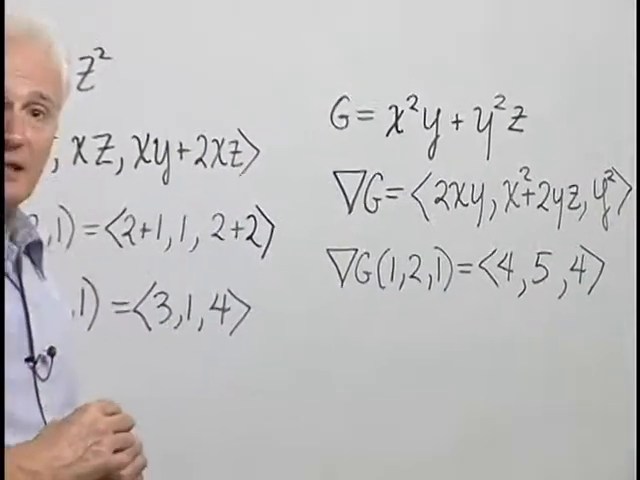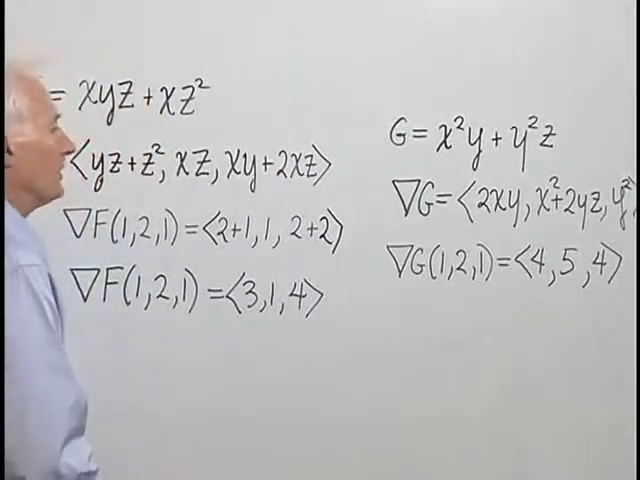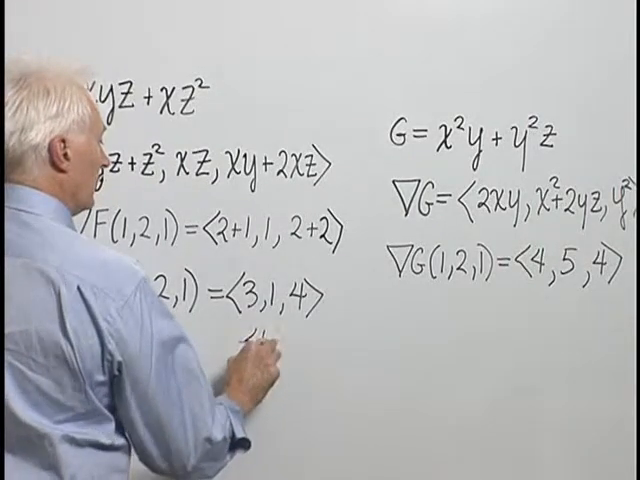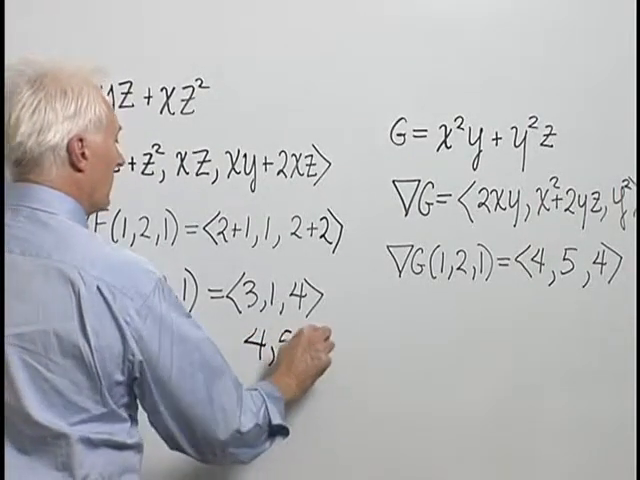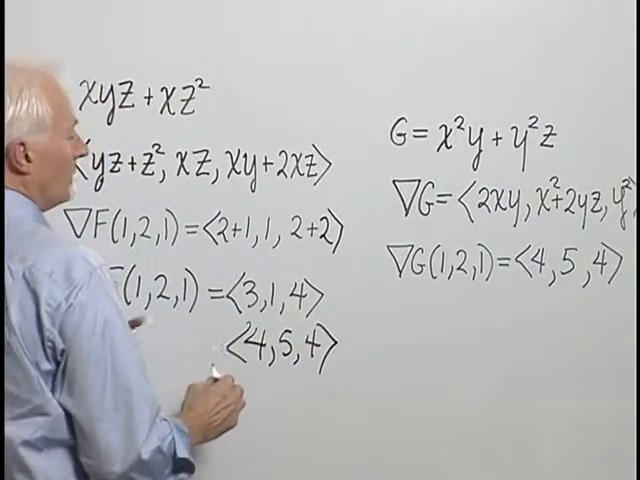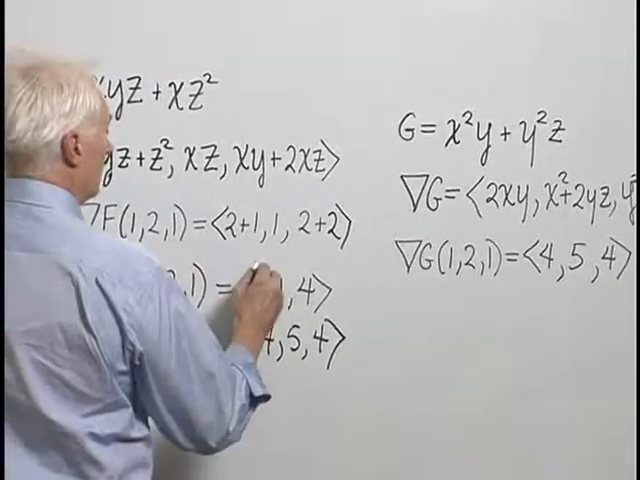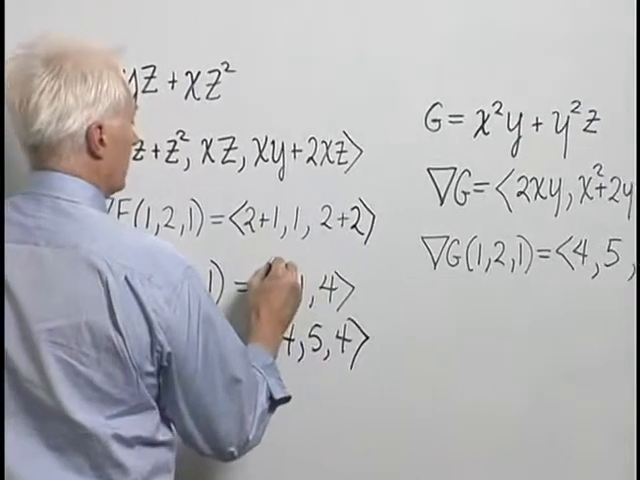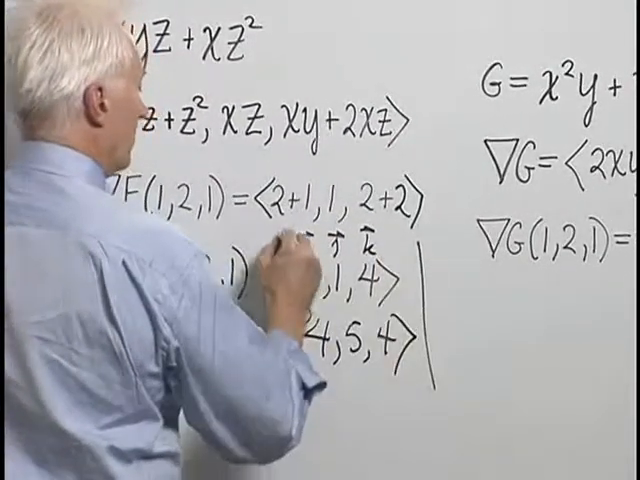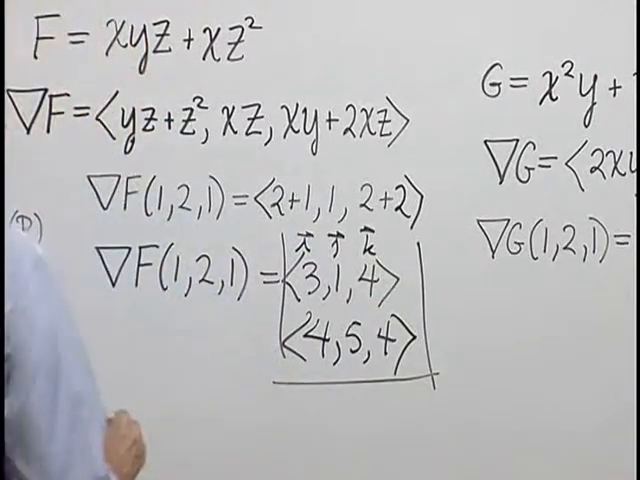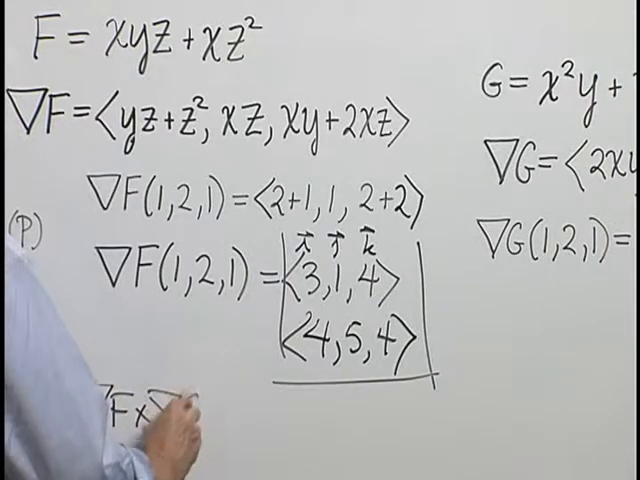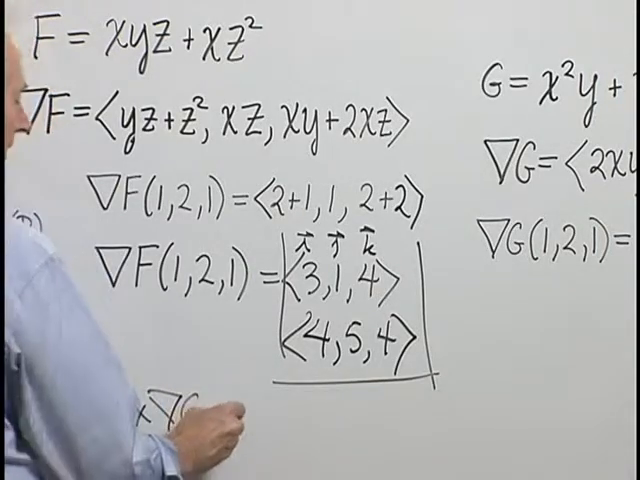And remember, what's our strategy? We have to calculate the cross product. So I want to compute the cross product of (4, 5, 4) with (3, 1, 4). Of course, the order in which we do this is totally immaterial because we're looking for any tangent vector. Remember how we do this with determinants. That means the gradient of f cross gradient g at the point we're interested in.